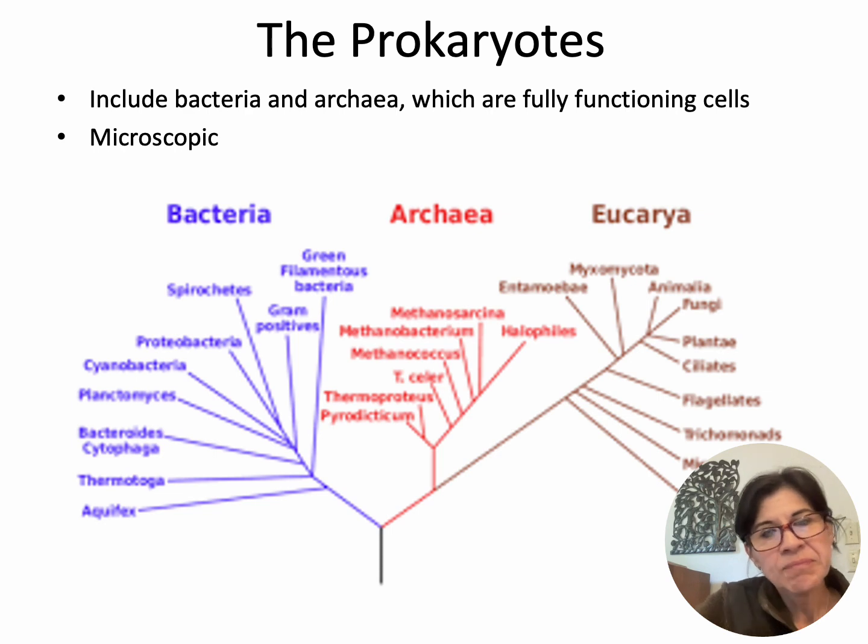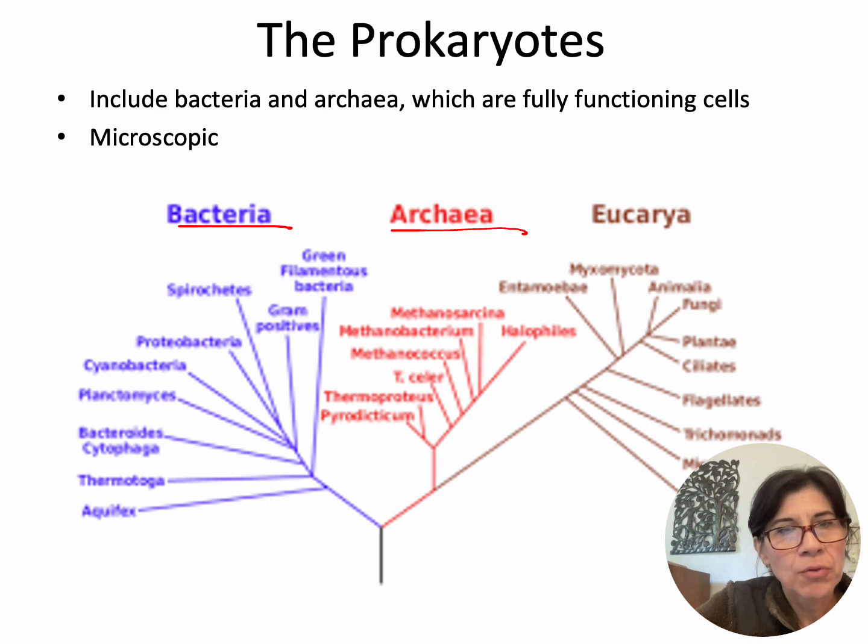So this is that phylogenetic tree, the tree of the three domains. Okay, so the prokaryotes include bacteria and archaea. So if you look at this evolutionary tree here, we're going to be talking about bacteria and archaea. They're both prokaryotes. We're not talking right now about eukaryotes.